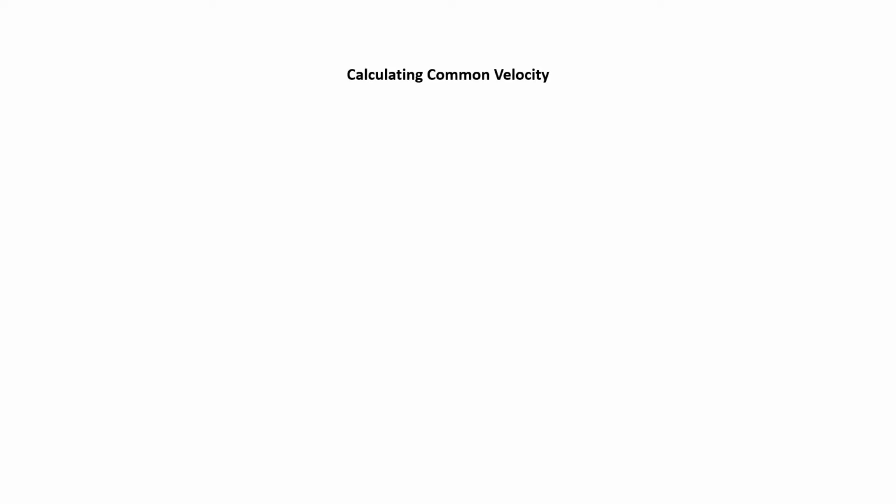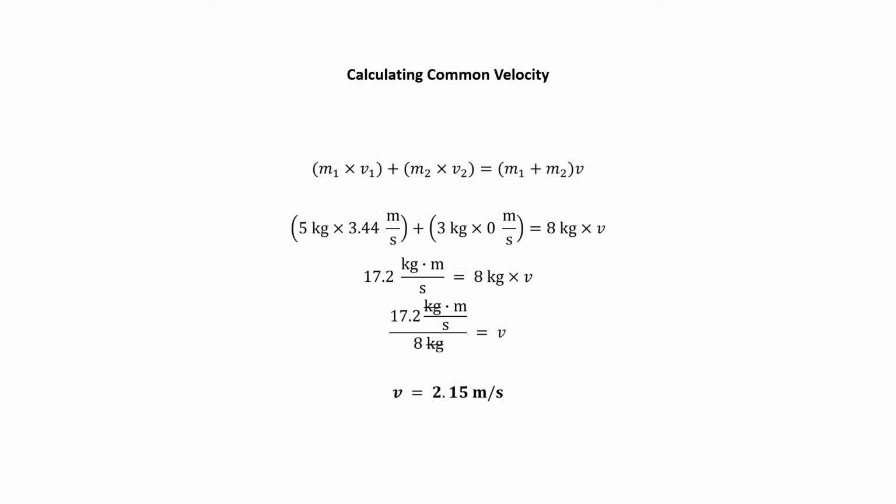Calculating common velocity. Using the formula for common velocity from the PanGlobal Academic Supplement, let the outcome, v, be the common velocity after impact. m1 is the mass of the first body, 5 kilograms, and the velocity of this mass was calculated to be 3.44 meters per second in the previous step. m2 is the mass of the second body, 3 kilograms, and as this body is at rest, its velocity is 0 meters per second.